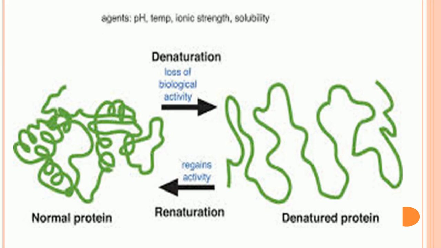Now you can see this is a good example of denaturation of protein, when the protein loses its biological activity. This one is the normal protein, and this one is the denatured protein. After denaturation, the shape, the physicochemical properties, and the arrangement of the atoms are completely disturbed. Again, when the denatured protein becomes normal, its shape becomes like this.